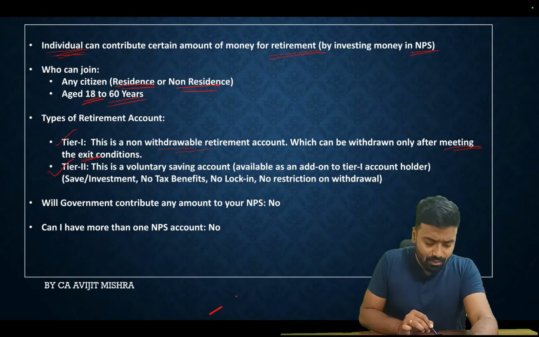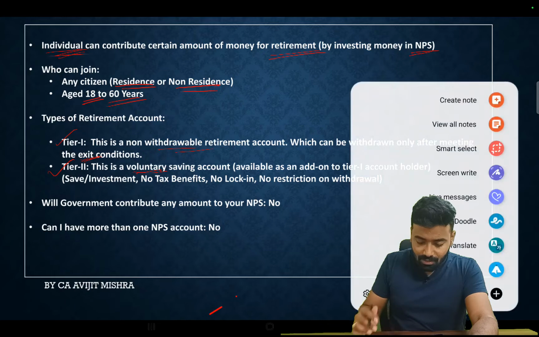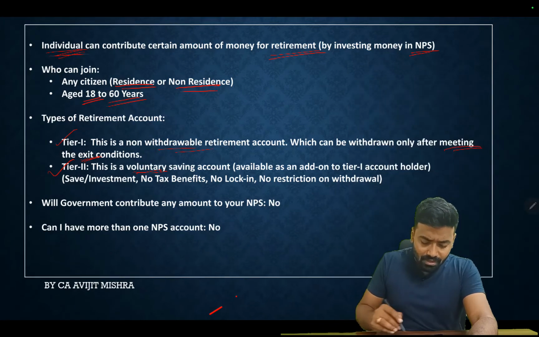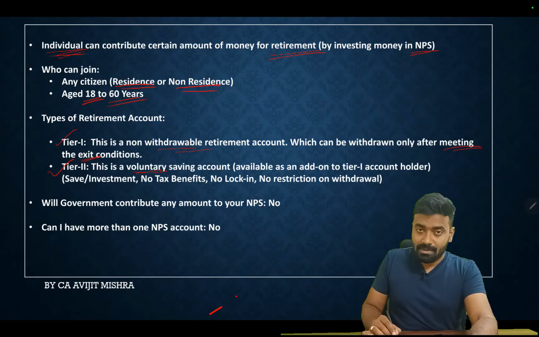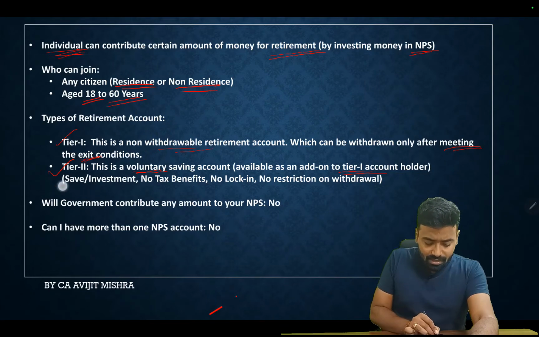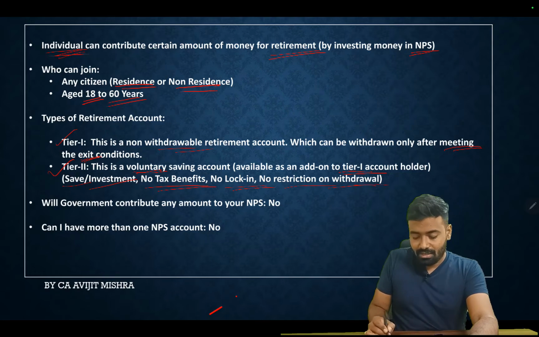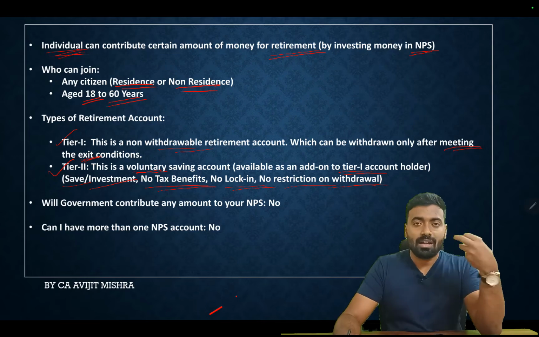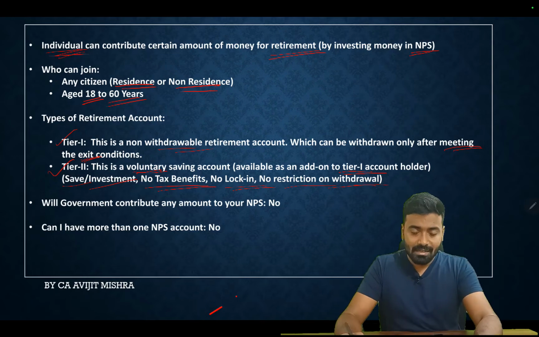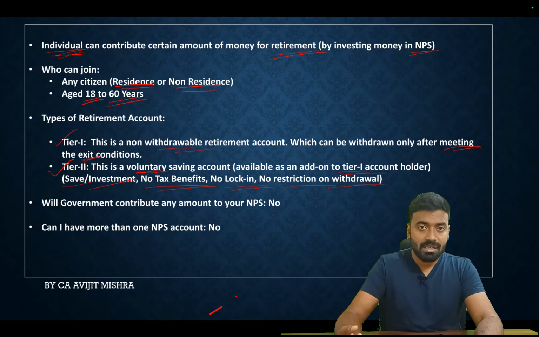But in case of tier 2, this is a purely voluntary system, available in addition to the tier 1 account. It is purely for saving and investment purposes, and there is no tax benefit, no lock-in period, and no restriction on withdrawal. That means the tier 2 account is, you can say, less regulated. It is purely for investment or saving purposes.